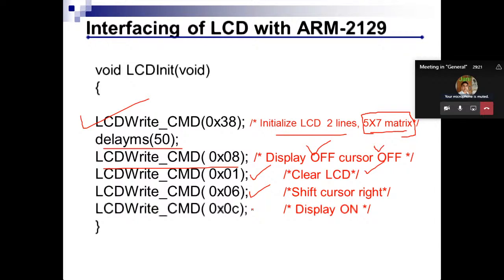And once it is done, you can make the display on with the help of this command 0x0C. So all these commands are already available in the LCD datasheet. There are many commands available, like you can rotate your display to the right, rotate your display to the left. You can blink your display. So there are different commands for the LCD which you can use. But these are very basic commands which are compulsory initially before you use the LCD. These are the compulsory commands that you have to give to the LCD.